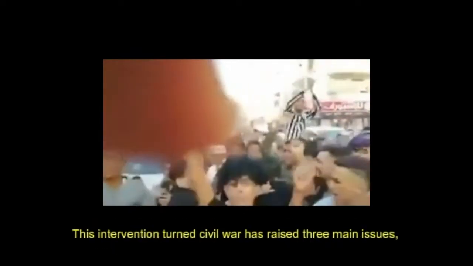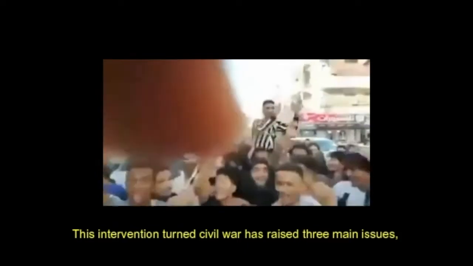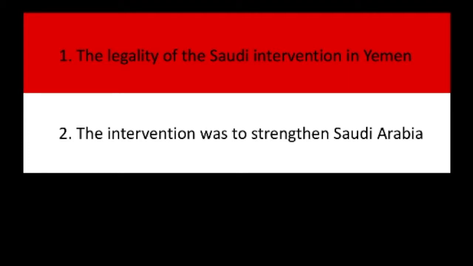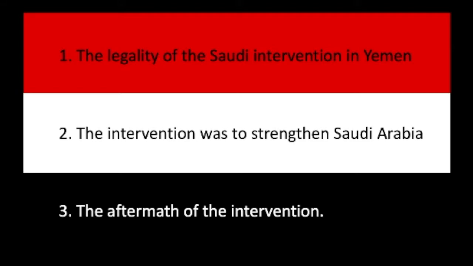The intervention turned civil war has raised three main issues. 1. The legality of the Saudi intervention in Yemen. 2. Whether the intervention was to strengthen Saudi Arabia. And 3. The aftermath of the intervention.